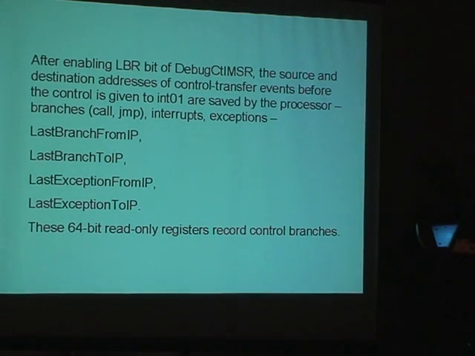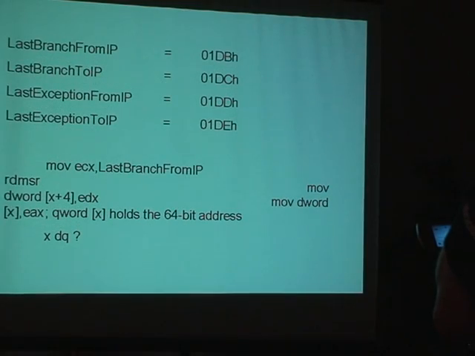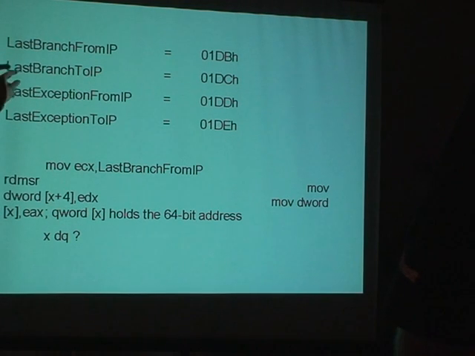So after enabling this bit 0 of this control register, the source and destination addresses of control transfer events before the control is given to interrupt 1 are saved by the processor. Branches, interrupts, exceptions. And we have 4 registers, 4 records, of what happened before interrupt 1. These are 64-bit read-only registers. And here we are, these 4.